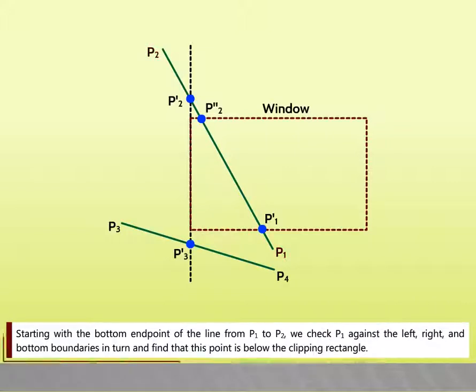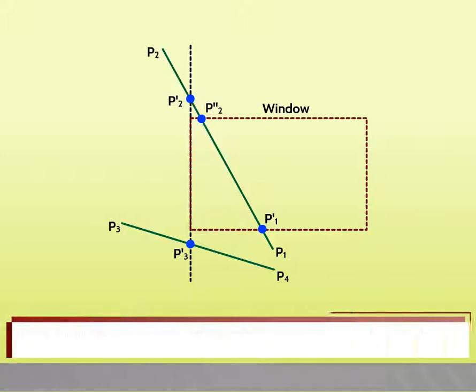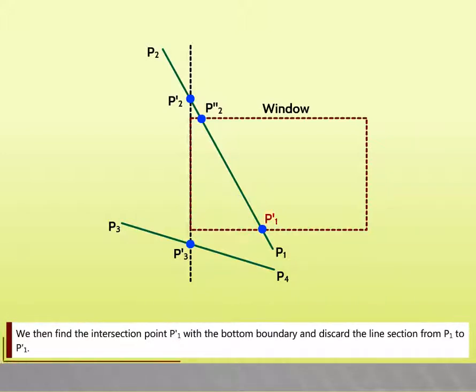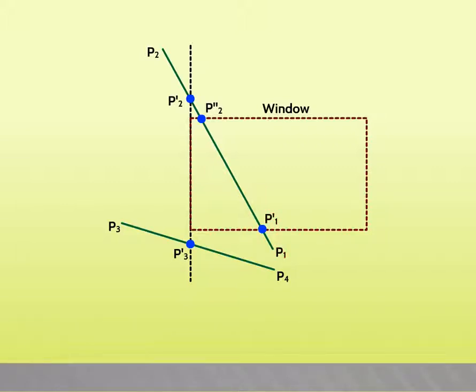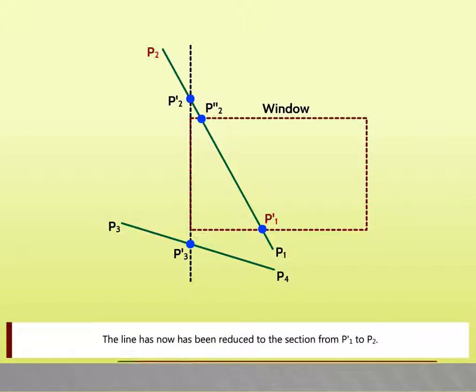Starting with the bottom endpoint of the line from P1 to P2, we check P1 against the left, right and bottom boundaries in turn and find that this point is below the clipping rectangle. We then find the intersection point P1' with the bottom boundary and discard the line section from P1 to P1'. The line now has been reduced to the section from P1' to P2.